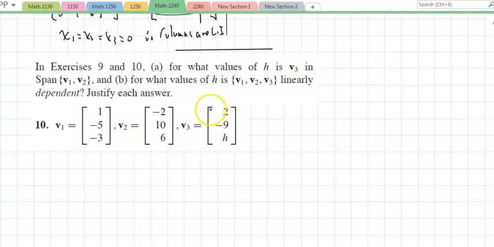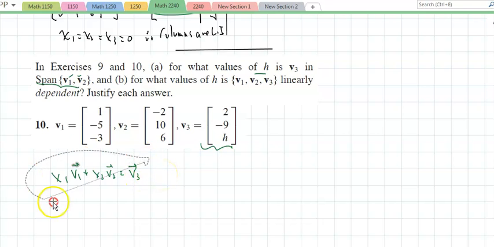For number 9 and 10. Well, for what values of h is V3, this is V3, in the span? And remember what we said is in the span. Any vector is in the span if it's a multiple of those two. Basically what they're saying, take x1 times v1 plus x2 times v2 and set it equal to v3. They're saying for what values of h is, and what you want is a solution.